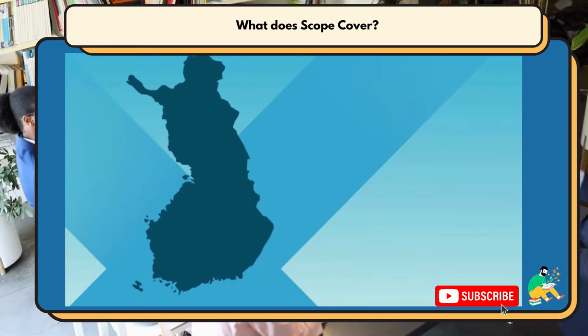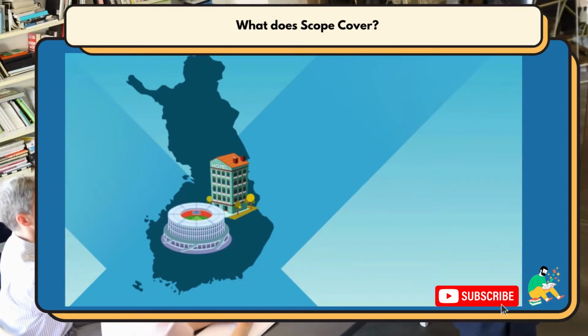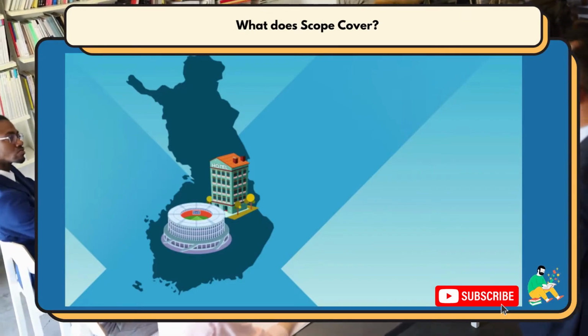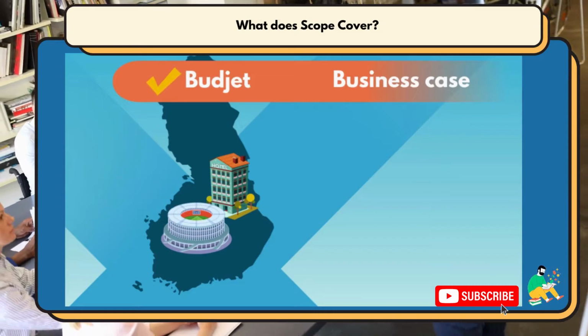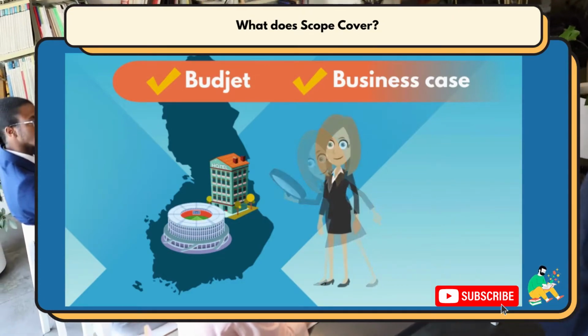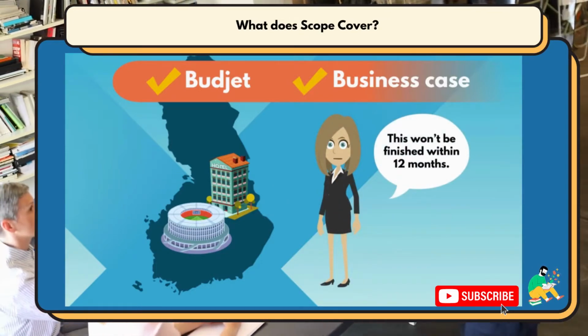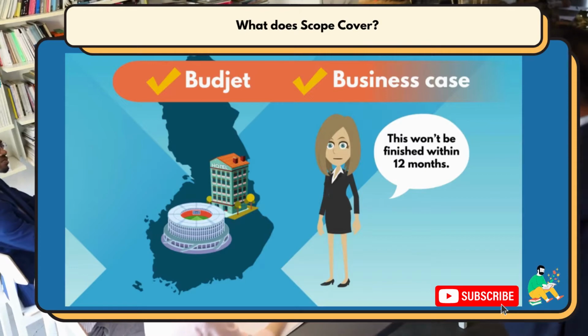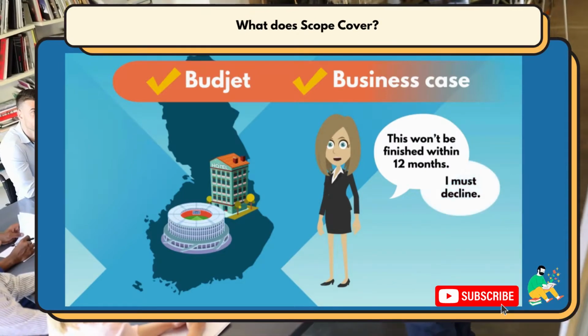Say Finland is hosting the World Cup and wants to build a hotel for the players of visiting countries next to the main stadium. They have sufficient budget and the business case has been approved. The project manager comes in and reviews the information the sponsor has put together and concludes there is no way construction can finish within the 12 months before the tournament starts. Therefore, he or she declines the project.